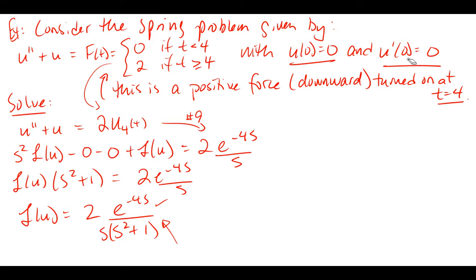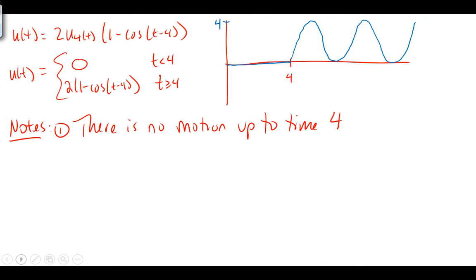But of course, these guys over here, which we used in our solution, that's where these zeros came from. Hopefully it makes sense that since I'm not giving it any initial displacement, and I'm not giving it any initial velocity, the spring is just sitting there. And this external force doesn't turn on until time 4. So hopefully this makes sense, that there's no motion up to time 4 since there is nothing to set it in motion.